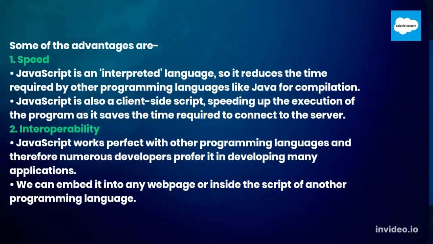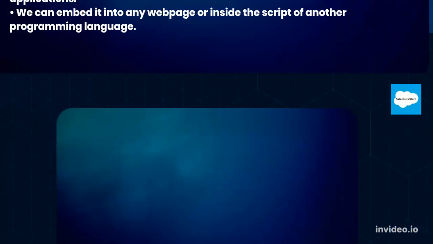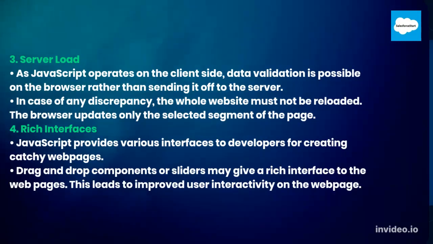Number 2. Interoperability. JavaScript works perfect with other programming languages and therefore numerous developers prefer it in developing many applications. We can embed it into any web page or inside the script of another programming language. Number 3. Server load. As JavaScript operates on the client side, data validation is possible on the browser rather than sending it off to the server. In case of any discrepancy, the whole website must not be reloaded. The browser updates only the selected segment of the page.